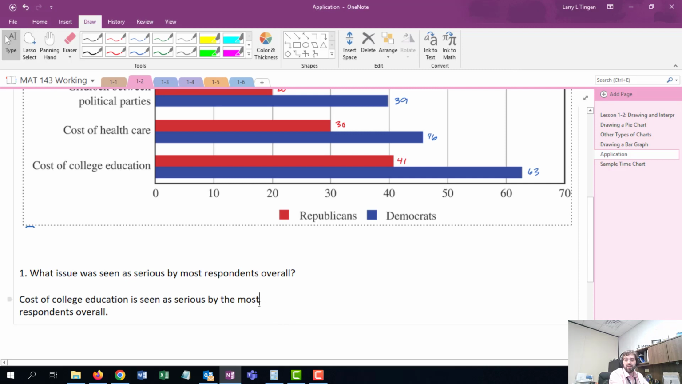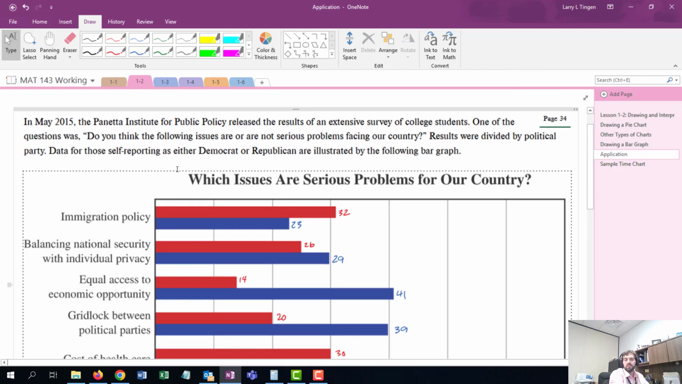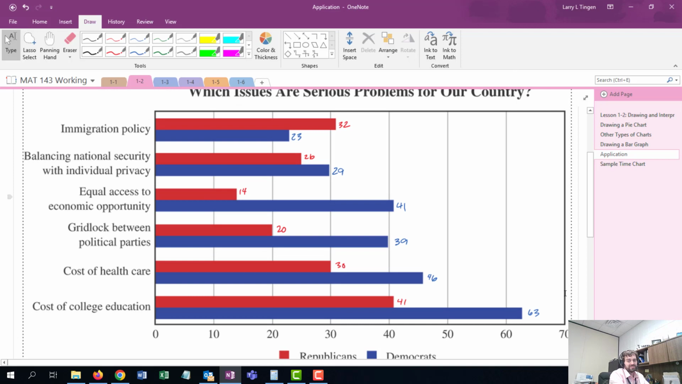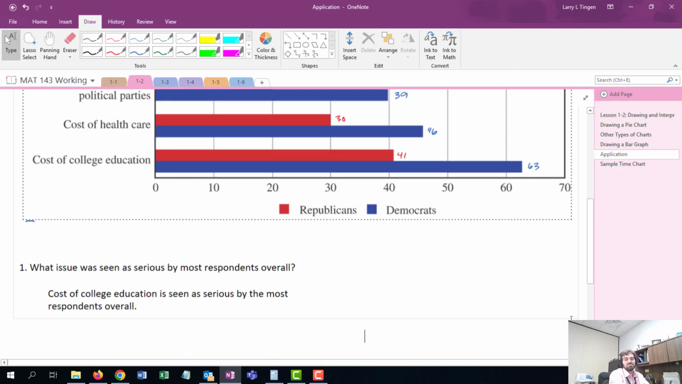Anybody know why that probably happened? Okay, got to remember, who am I asking? I'm asking college students, so yeah, that makes sense, right? If you ask college students what's the most important thing, and they know they're starting to pile up debts, that's going to be an important thing for them.